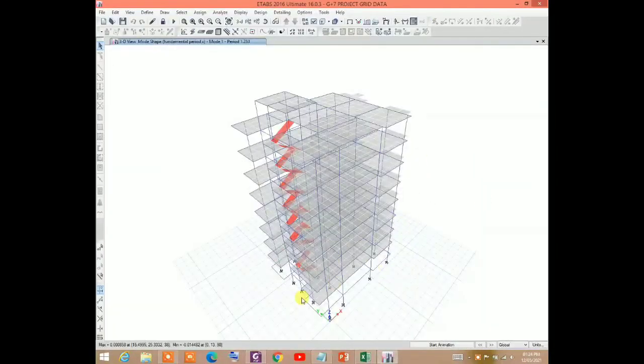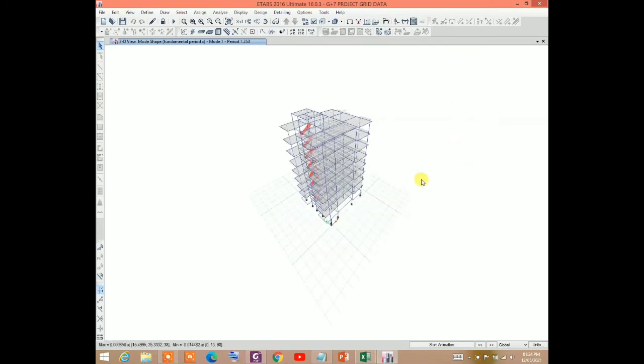Now let me show you how the building oscillates. If I start this, ETABS will make a sound and my voice will be stopped.